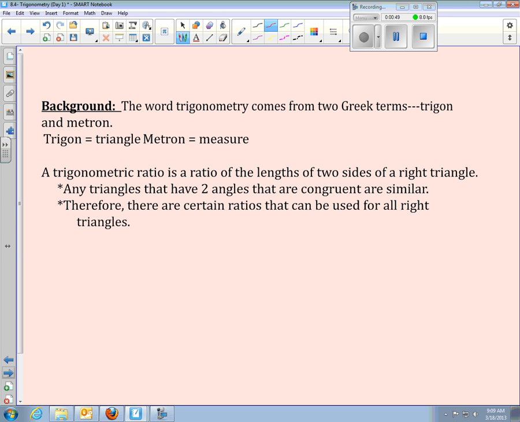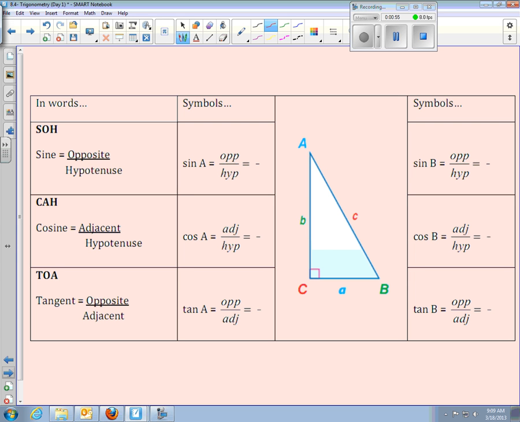And therefore, there are certain ratios that can be used for all right triangles. So we're going to get into those ratios here with our big table. So let's just jump right in. We're going to be looking at our three trigonometric ratios in relationship to angle A, and then we're going to look at them in relationship to angle B. So our first one is sine. That's how we pronounce it, sine. On your calculator, we'll get to using this button, the S-I-N button for sine.